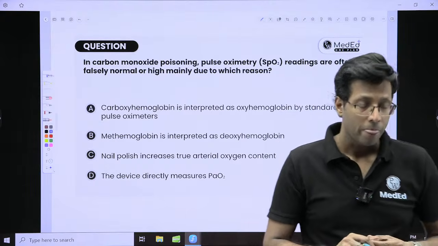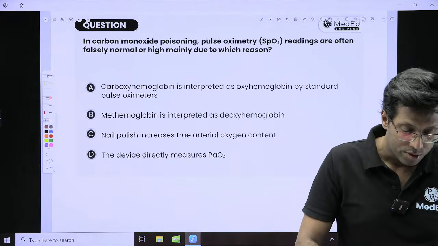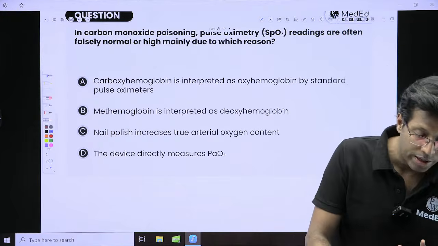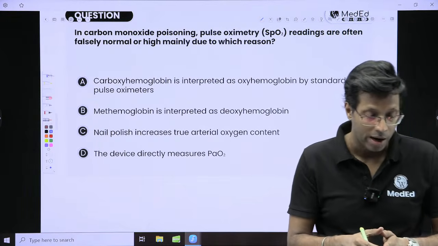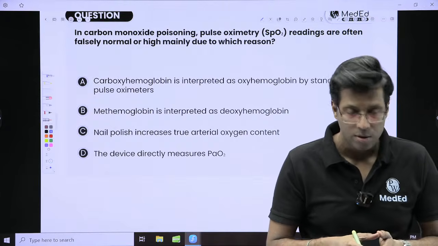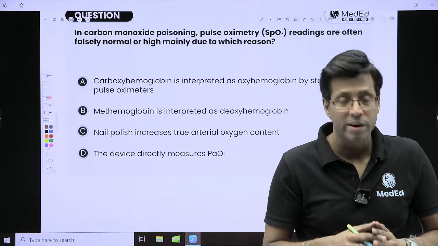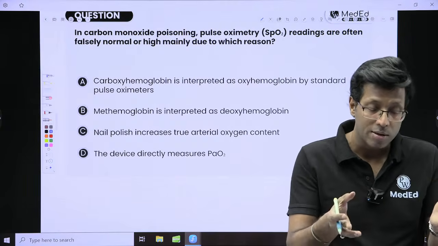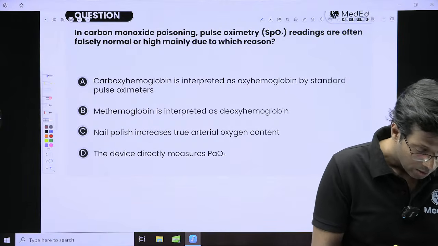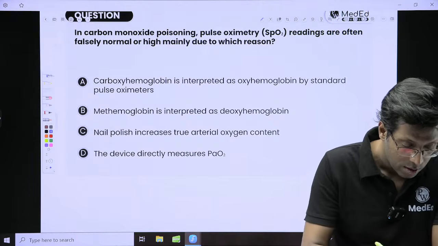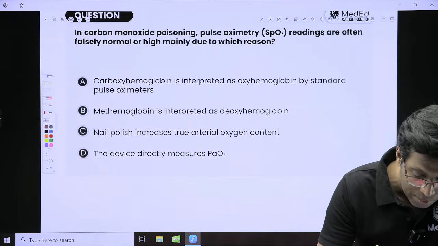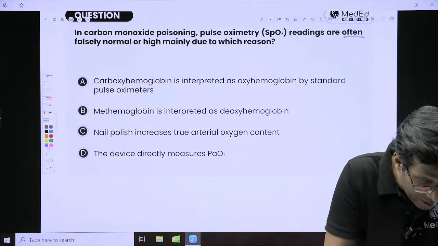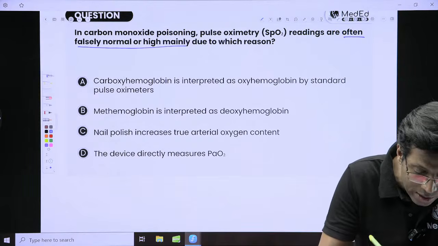Next question. In carbon monoxide poisoning, pulse oximetry SpO2 readings are often falsely normal or high, mainly because of which reason? A lot of you would say, sir, we have not read it, we don't know the answer. Read the option. Many times the option gives you the answer by itself, right? What is the question? What is the answer? In carbon monoxide poisoning, pulse oximetry readings are often falsely normal or high due to which reason?